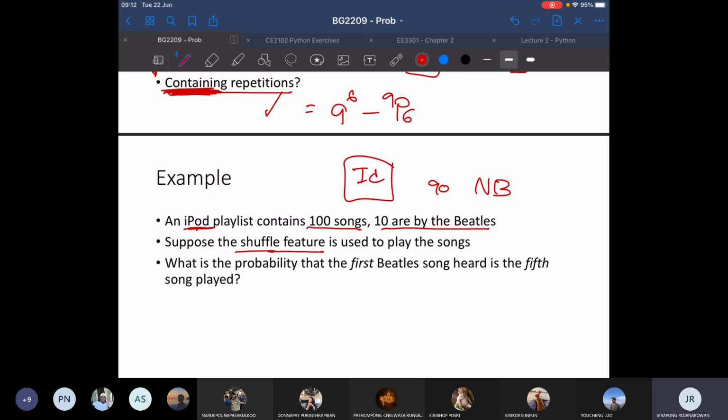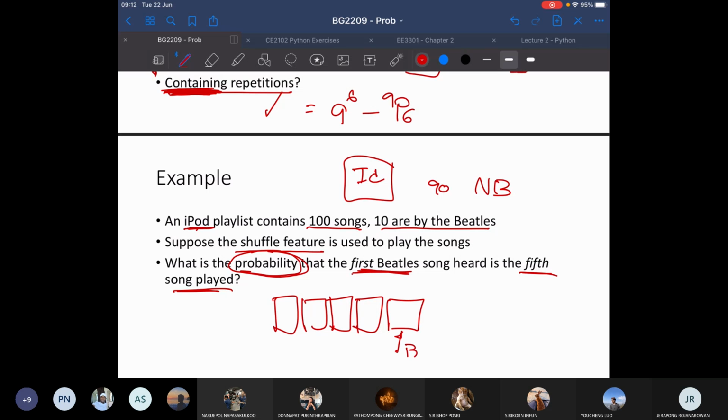Once you play them randomly, I want to know that, okay, what is the probability? This one is talking about the probability that the first Beatles will be the 5th song played. You play 1, 2, not Beatles, not the Beatles, not the Beatles. Then you have the Beatles over here.